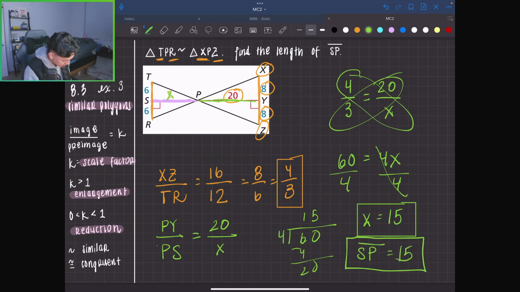And let's double check our work here. So if our scale factor is 4/3, it should be equal to, let's see, 20 over 15. Is 20/15 the same thing as 4/3? Yes, it is. Therefore, we have just proved that segment SP is 15.